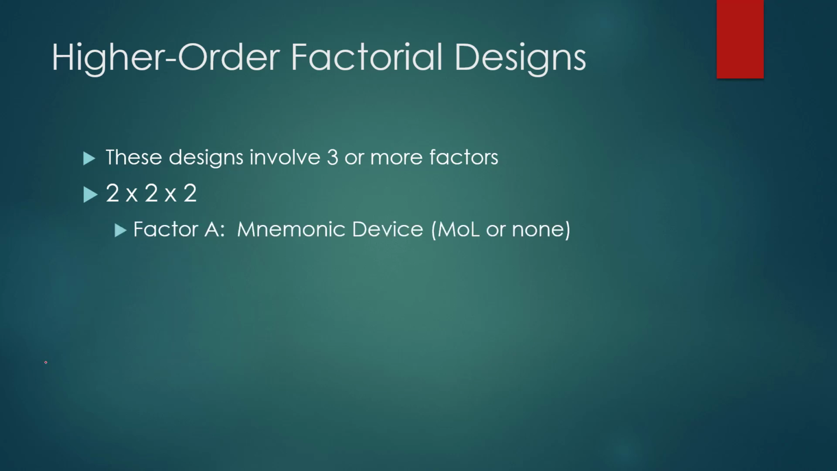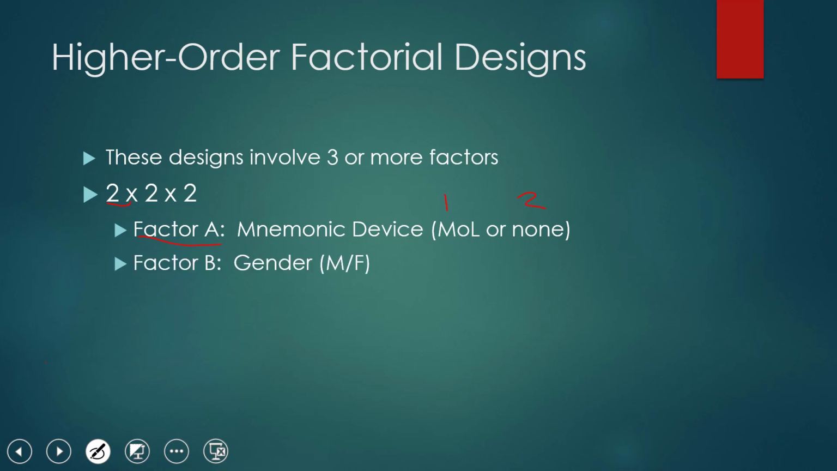For example, let's say our first independent variable we'll call factor A, and it's mnemonic device. I'm going off of my senior project that I talked about in a previous video, the experiment that I did for the most part. Mnemonic device is our first factor, and it has 2 levels. Factor B is the second independent variable, gender, with 2 levels: male, which is 1, and female, which is 2. Then we have factor C, our third independent variable, spatial ability, and it again has 2 levels, high and low.